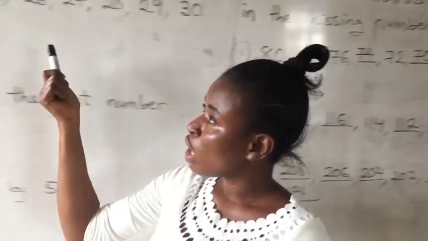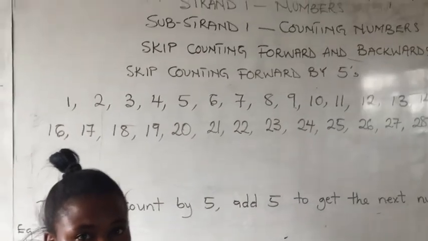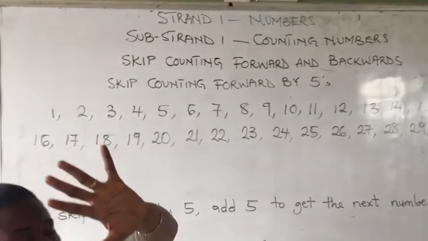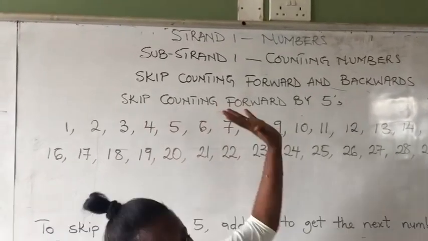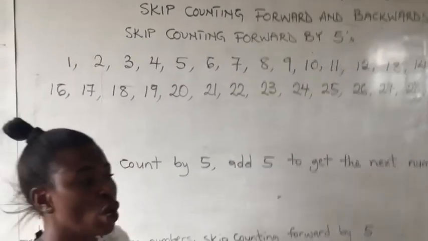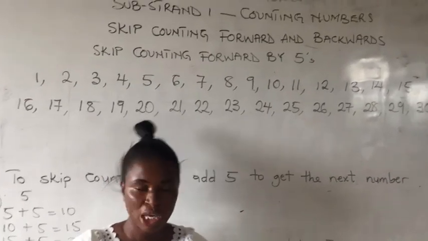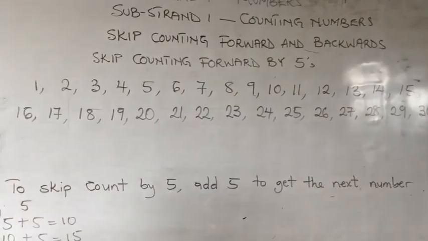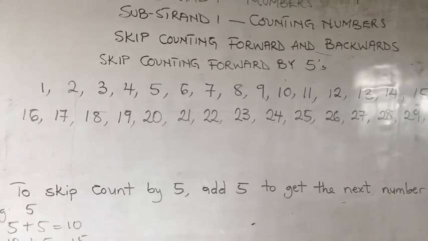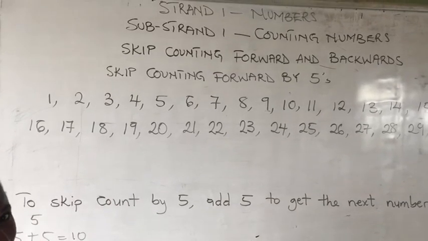Now to move on to our next exercise for today, we are still skip counting, but this time we are skip counting in 5s. Okay, we are skip counting forward in 5s. Now to skip count forward in 5s means we are to skip some numbers to 5. Okay, now let's look at these numbers. We have numbers 1 to 30. In skip counting in 5s, we are to skip 4 numbers and pick the 5th number.